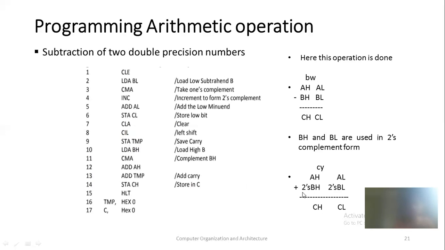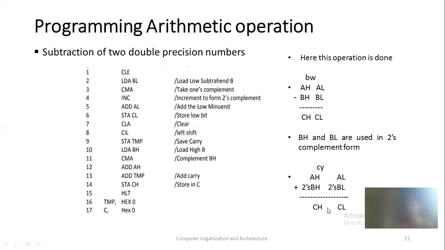Okay. Then load your second number, that is the number you have to subtract, to find its 2's complement first. So load BH, complement that number. Then add this number to AH, and then add TEMP, that is your previous carry. The previous carry, if any was generated, we have stored in TEMP, so add that and then store your result to the CH location. So here the subtraction of AH plus 2's complement of BH is done.